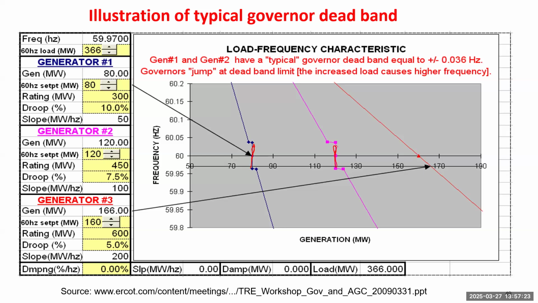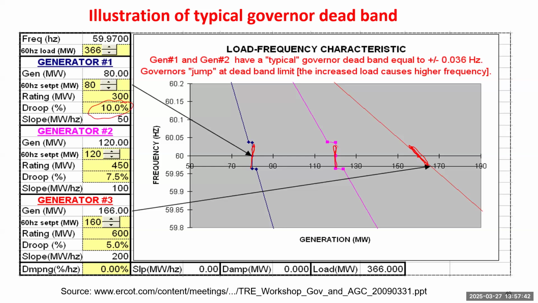But for this unit, it's very sensitive, right? No matter how small the frequency deviation, the generation will be changed by the governor. But for the other 2 with dead band, the governor is not changing the generation. But beyond the dead band, it will be a slope. The slope is determined by the droop control factor.